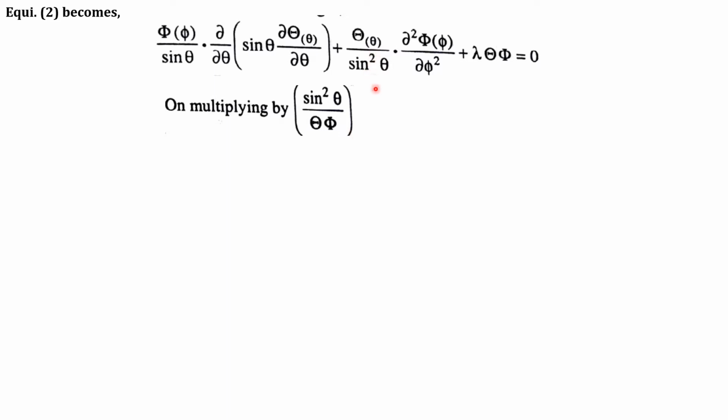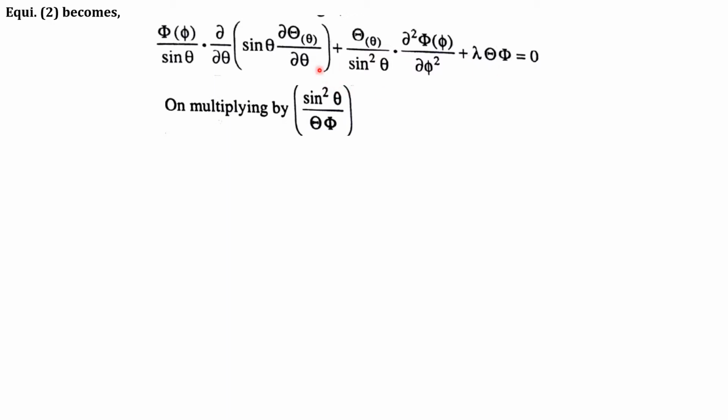For the second term, Θ divided by sin²θ, multiplied by sin²θ/(ΘΦ): Θ in the numerator and denominator gets cancelled, and sin²θ also gets cancelled, so we write only 1/Φ ∂²Φ/∂φ². The third term, λΘΦ multiplied by sin²θ/(ΘΦ): ΘΦ gets cancelled, and the only remaining term is λ sin²θ.